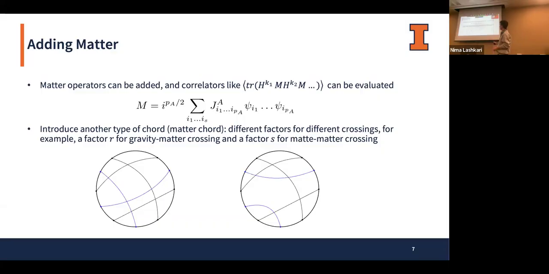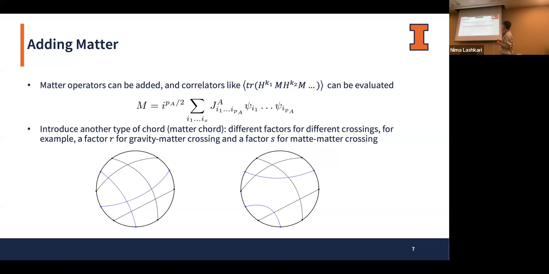And now we can add matter. Matter operators can be added, and the matter operator is just an operator of this form. Here, J_A is just some random numbers drawn from another Gaussian ensemble, which takes the same form as the one I have shown in the Hamiltonian. And this P_A is a different number, but P_A is of the same order as P.